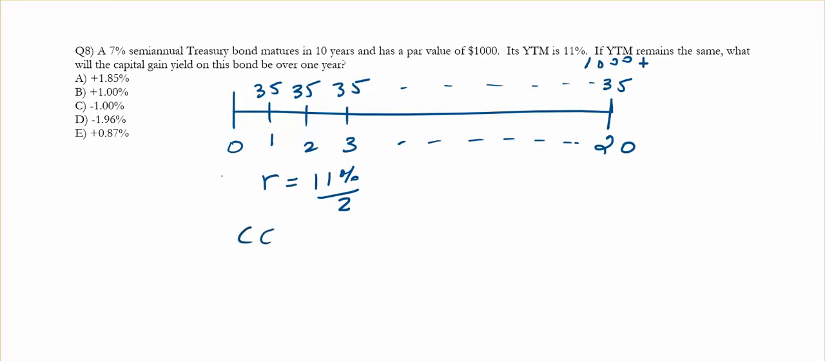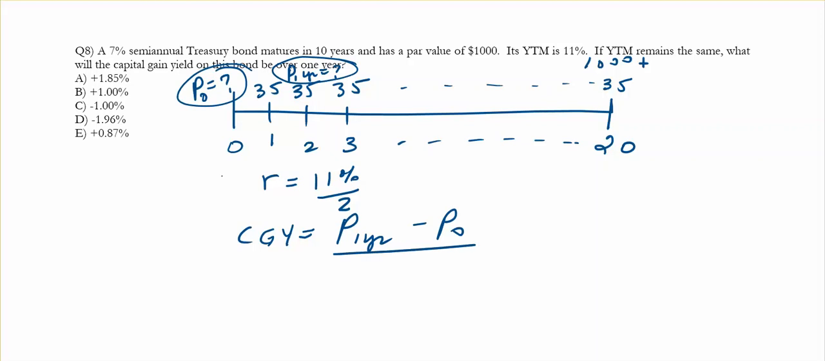So in this problem, we don't know what the price is. In the previous problem, we did know what the price was, but we didn't know what the discount rate is. So we'll have to solve for both of these prices, plug it into the formula for capital gain yields, and that will give us our final answer. So let's get to work.